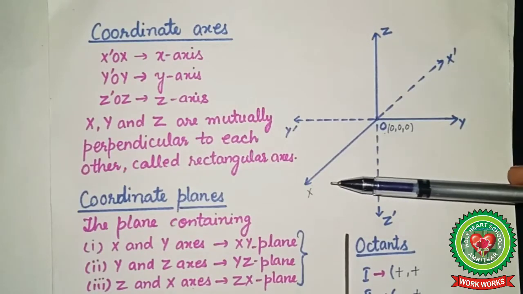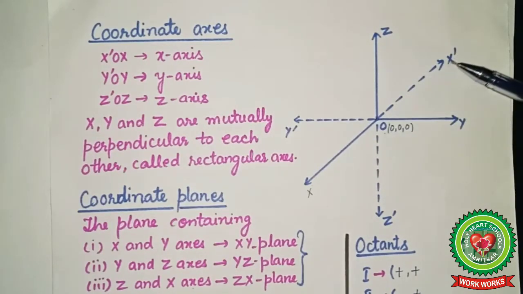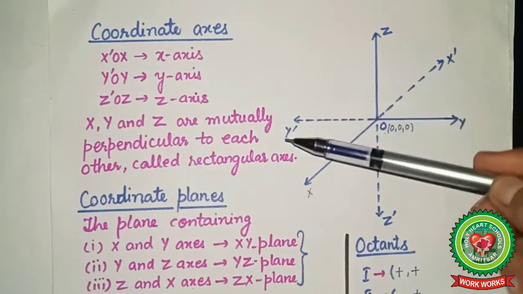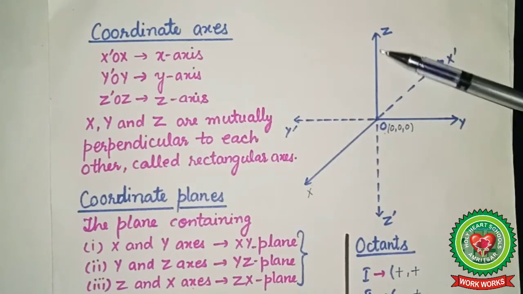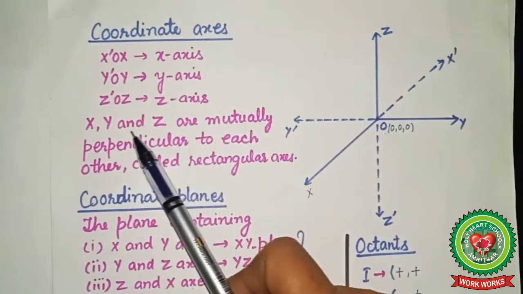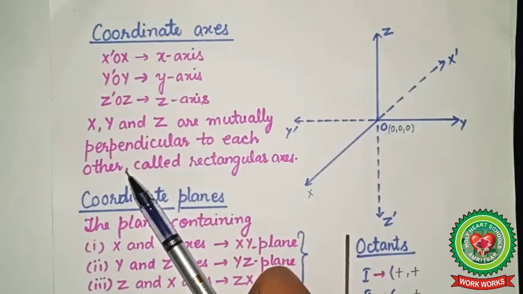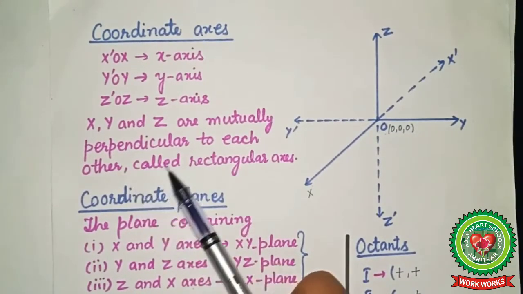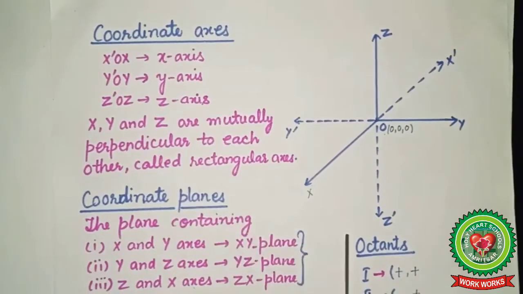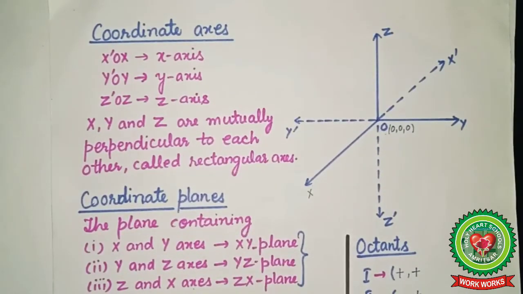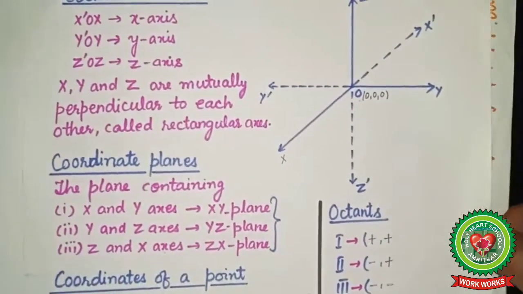Now, the axis opposite to x is called the x dash, opposite to y is called the y dash and opposite to z is called the z dash. Here x, y and z are mutually perpendicular to each other and that's why they are called the rectangular axis. Now, these axes divide the space into different planes. So, next topic is coordinate planes.